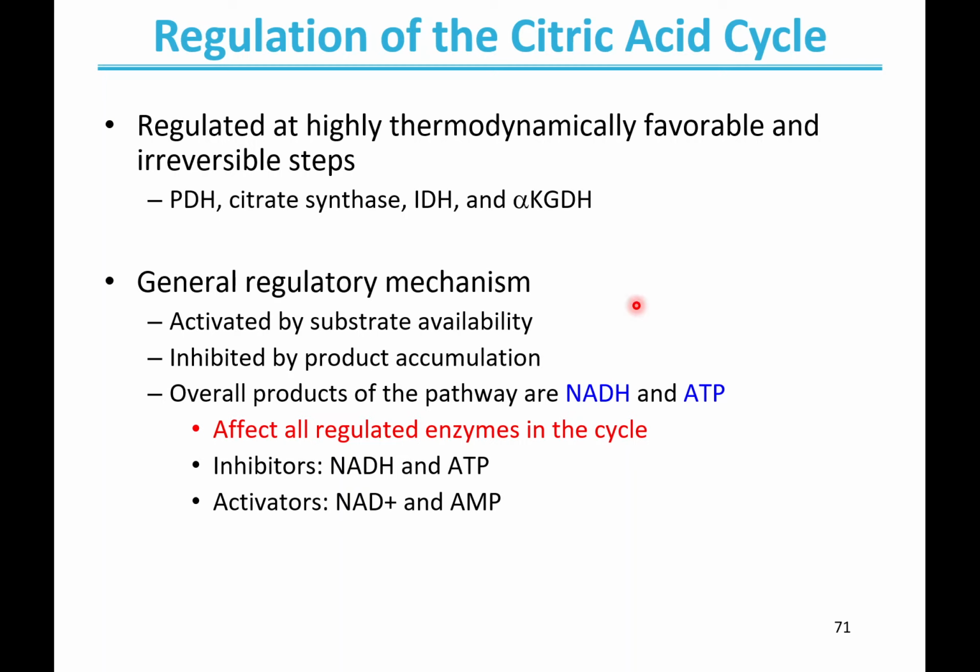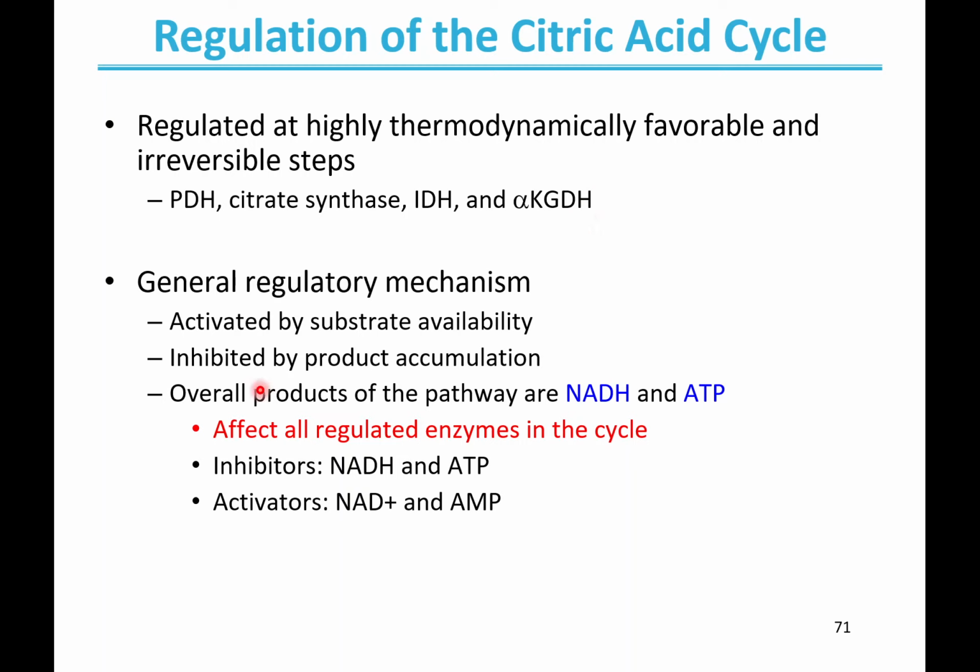Okay. Where the citric acid cycle is regulated, specifically, it's regulated at the highly thermodynamically favorable or irreversible steps. Okay, which is similar to what we saw with glycolysis. Those irreversible steps are the ones that you want to regulate, and those are the pyruvate dehydrogenase complex E1, citrate synthase, isocitrate dehydrogenase, and alpha-ketoglutarate dehydrogenase.